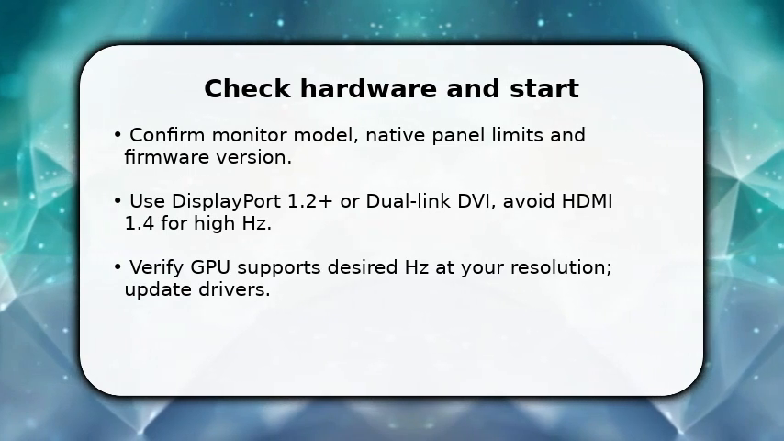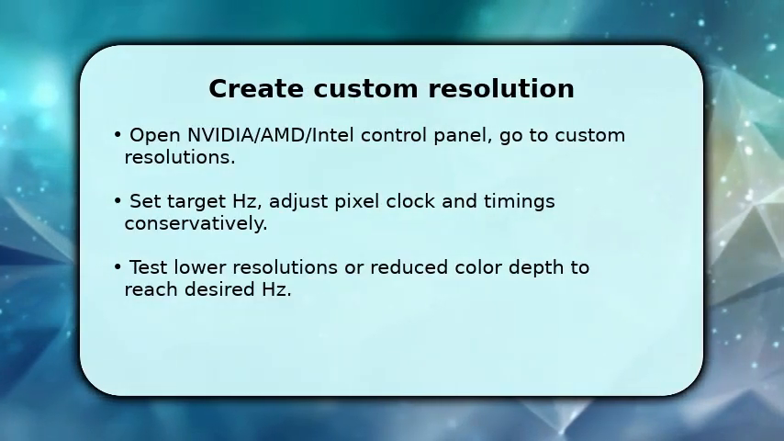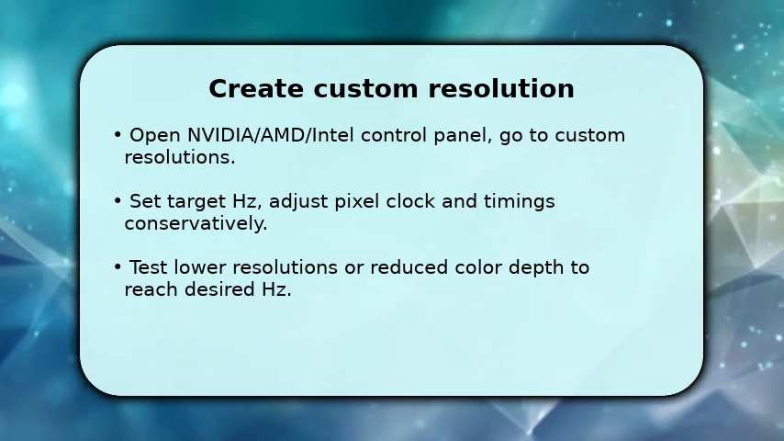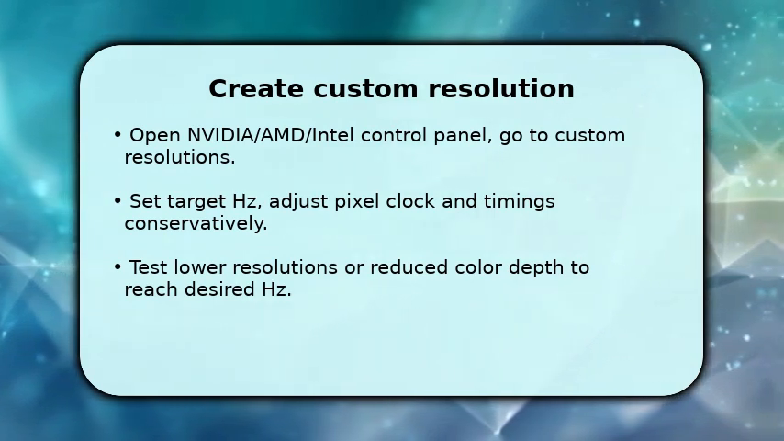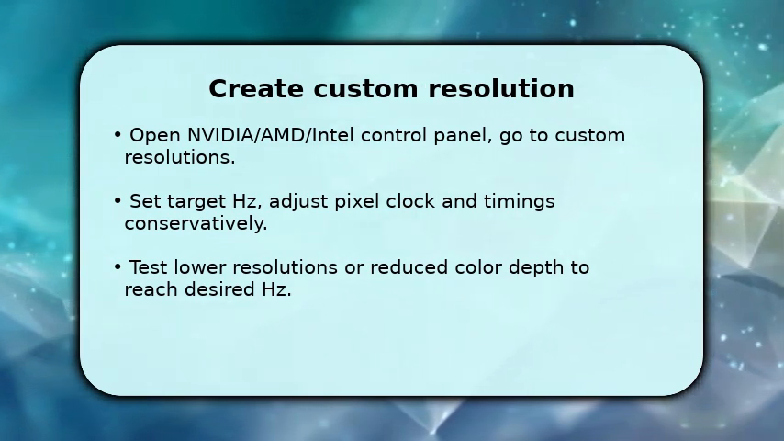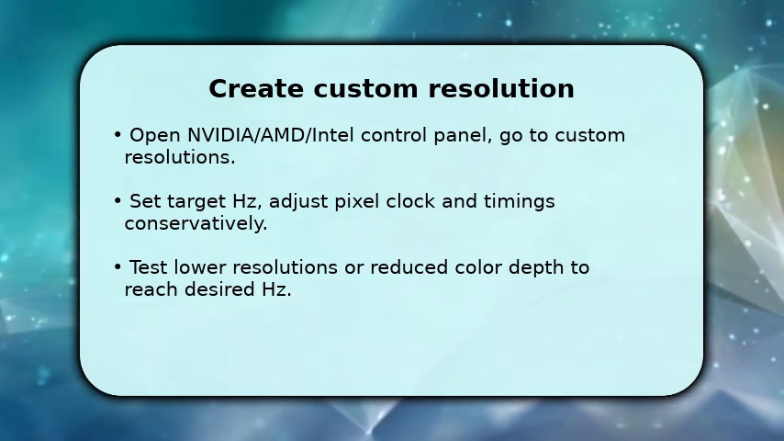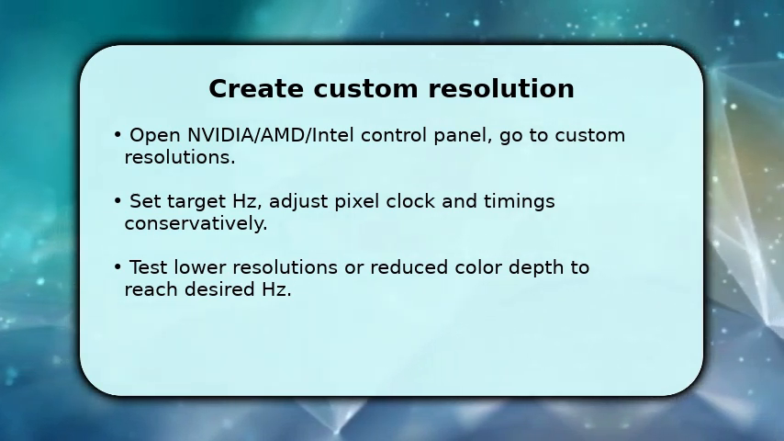Once drivers are installed, open your GPU control panel and go to Custom Resolutions. This is where you change refresh rates. Create a new profile with the target Hz and tweak pixel clock and front/back porch timings conservatively. Small increases first, because aggressive values can break the signal.